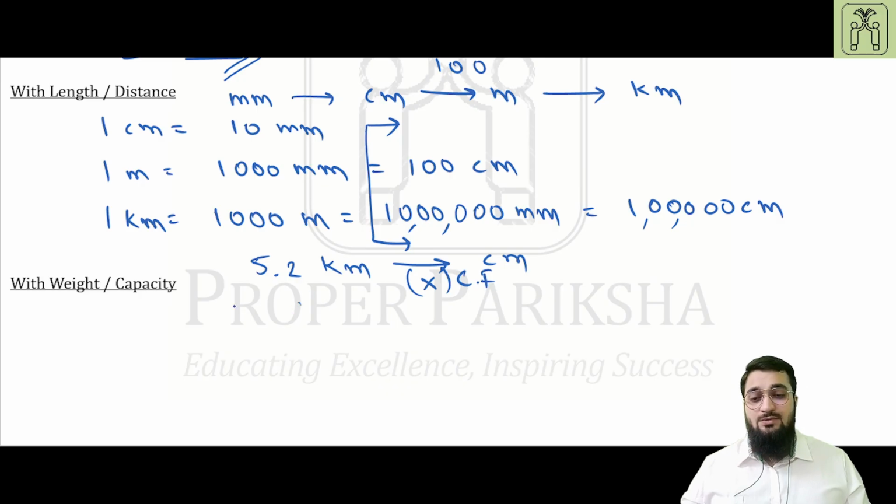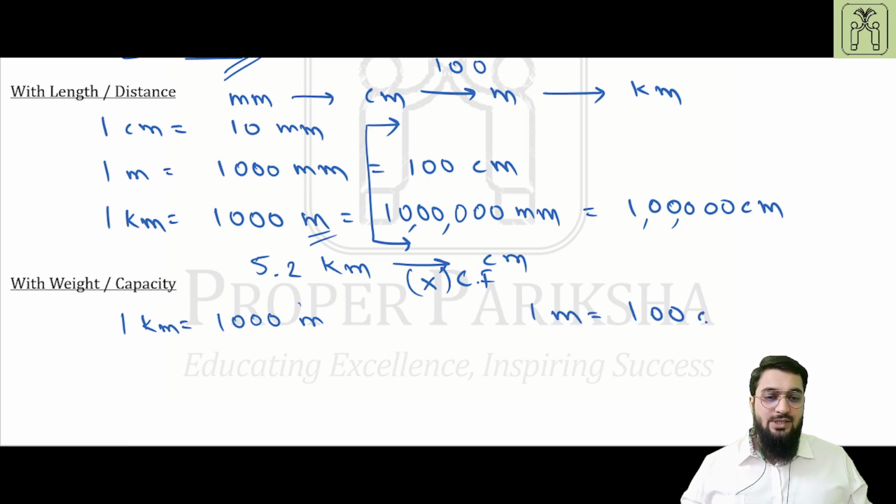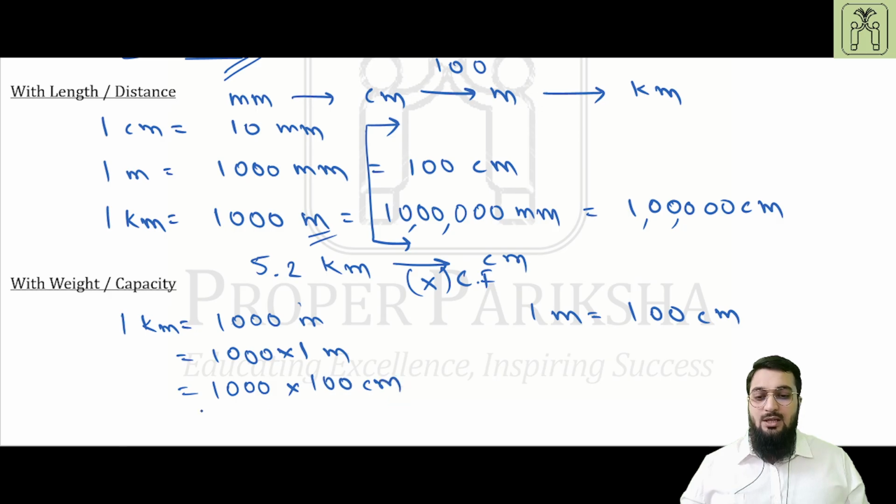Now what is the conversion factor? We will write 1 kilometer is equal to 1000 meter, because we know that from here. After that we know that 1 meter is equal to 100 centimeter. After that we will see that 1000 can be written as 1000 into 1 meter, and this 1 meter will be replaced by 100 centimeter. So 1000 into 100 centimeter, and therefore the answer will be 5 zeros centimeter, and over here will be 1 kilometer.